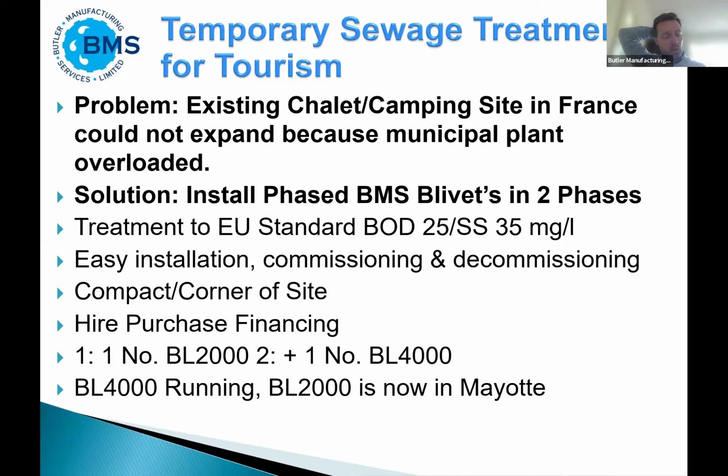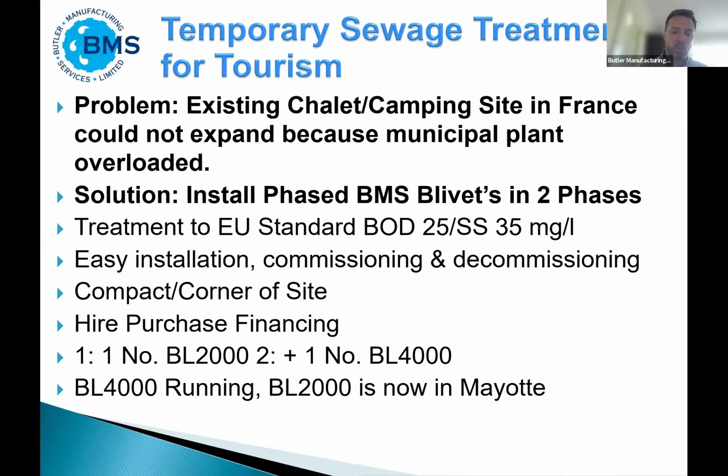And there are some good pictures here. At the moment, the BL 4000 is running, and I can show you that it actually came out of a temporary sewage treatment plant in Lusk. We were treating 5,000 people, and it's 15 years old, and it just shows how good the plant is. It was refurbished and ready to go. And the BL 2000 is now on the French island Mayotte in the Indian Ocean.